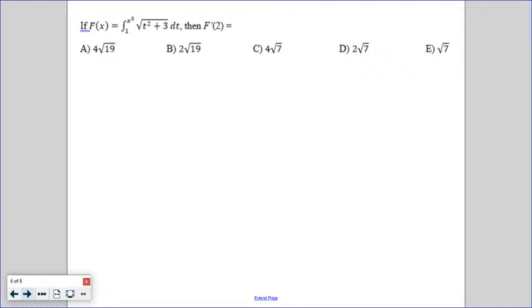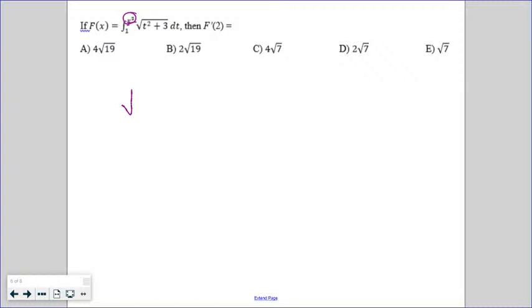All right, next one. If f of x equals the integral from 1 to x squared of the square root of t squared plus 3 dt, then f prime of 2 equals. This is one of our chain rule ones. We're going from a number up to a function, which means that its derivative is what is inside evaluated at the top one, but because it is more than just a plain x, we have to use our chain rule.